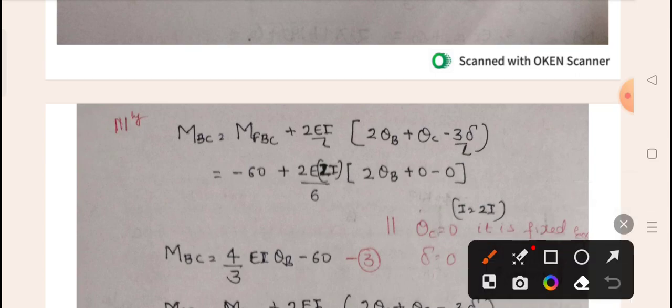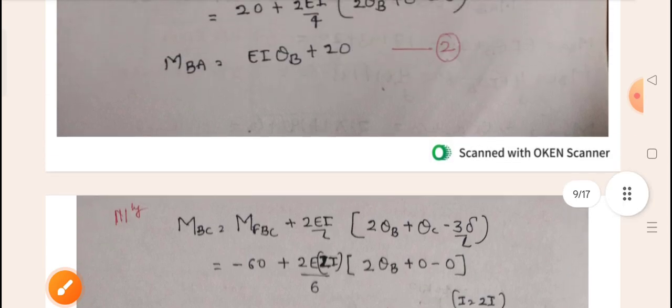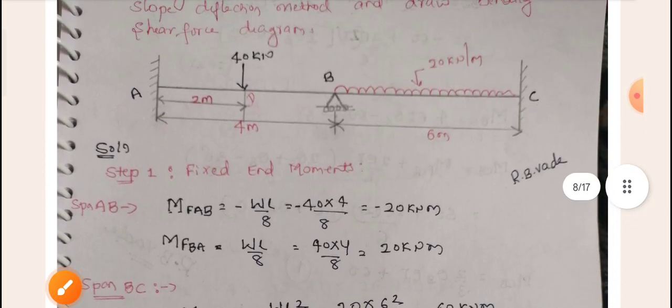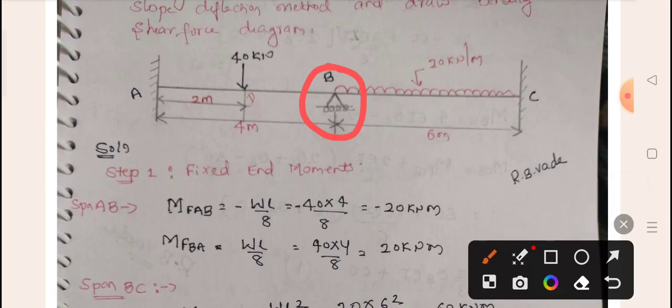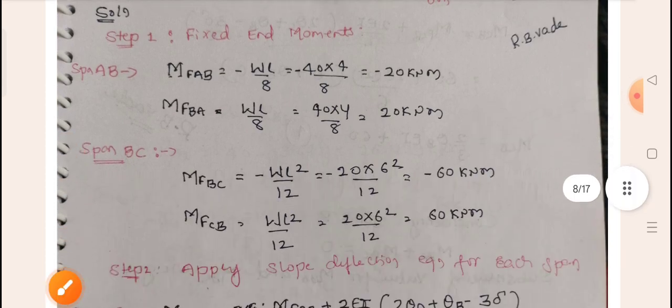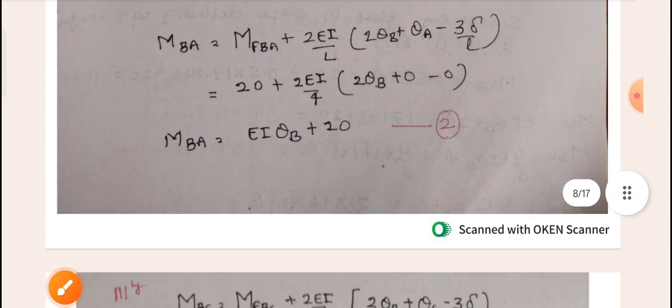So 2E into 2I divided by 6. 6 means the span of BC, which we are supposed to take, into 2 theta B plus theta C minus 3 delta by L. So theta B, which support is it? You check. It is a roller support, so definitely slope exists. Theta C is a fixed end, so the theta value will be equal to 0. Same thing if you go for this one.